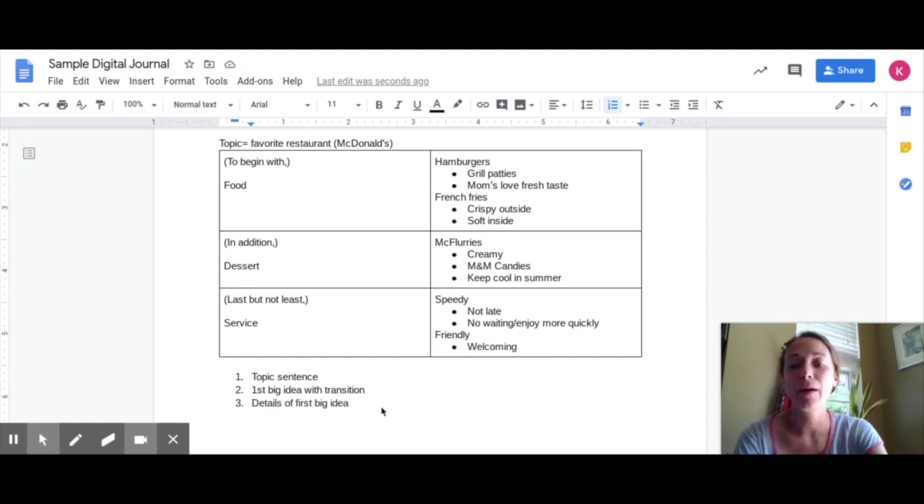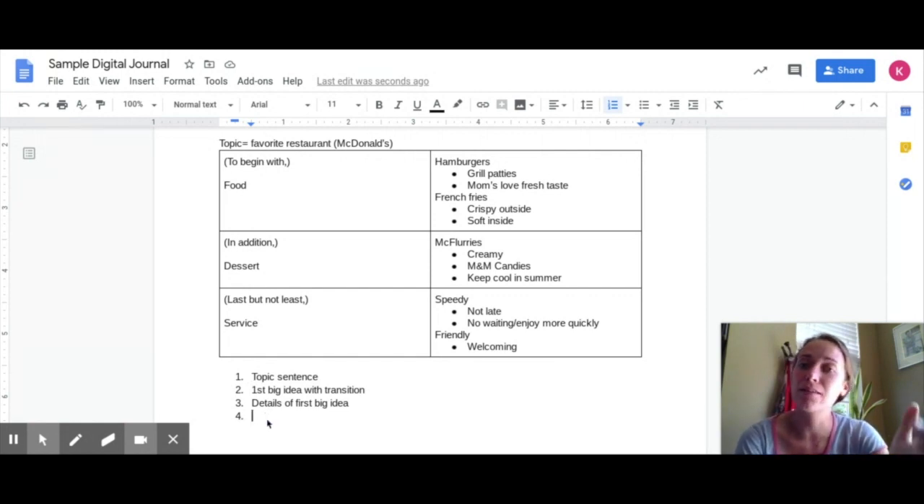After we get done writing about the details of our first big idea, what's the next thing we wrote about? Our second big idea. And then we wrote about those details. And then we wrote about the third big idea. And then we wrote about those details. And then to wrap it up, we came up with a conclusion. So you're going to come up with a numbered list for the steps that you would need to do to write an essay. And it's going to look just like this, except yours will be complete.